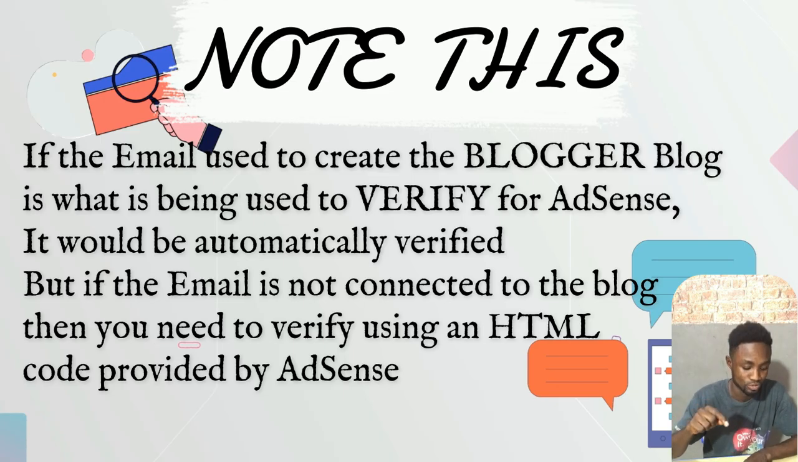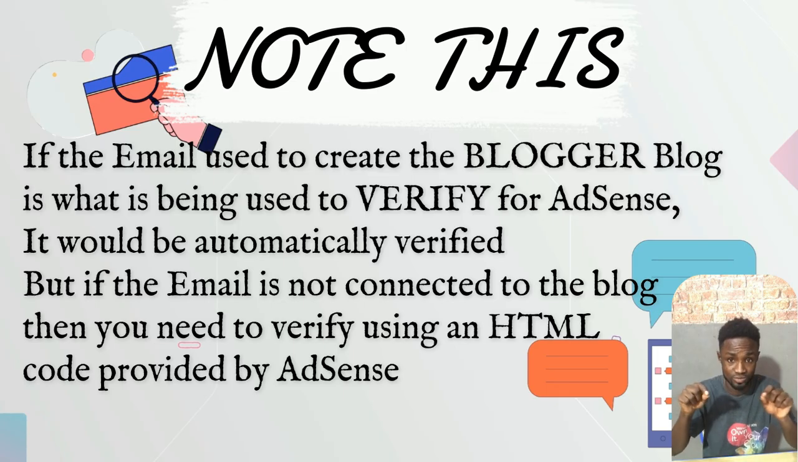But if the blog is not connected to the AdSense account you used in registering, or the email you used to register the AdSense account, it's going to be difficult for you to verify your ownership. So sometimes you would have to use a code to verify your ownership. So make sure before you send in your blog for AdSense approval or for verification, that particular blog is found on the email you are using to register for Google AdSense. Once you click on next, if it is connected to your email, it will automatically verify for you.